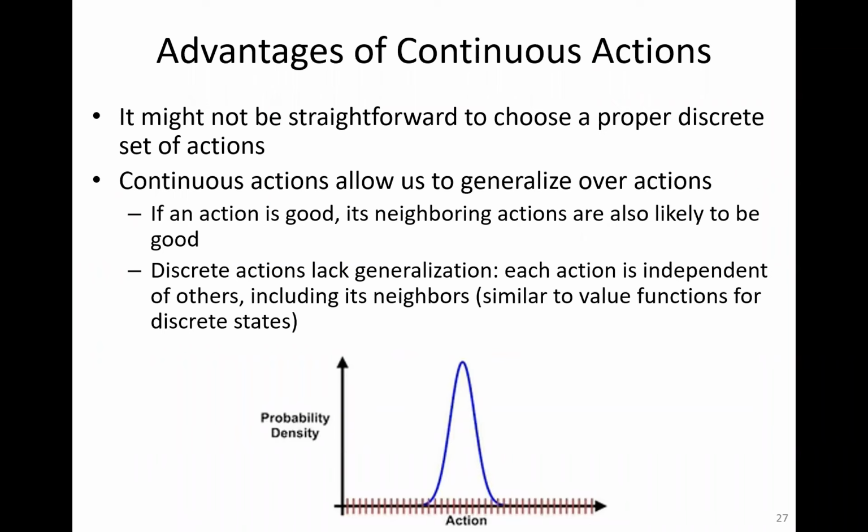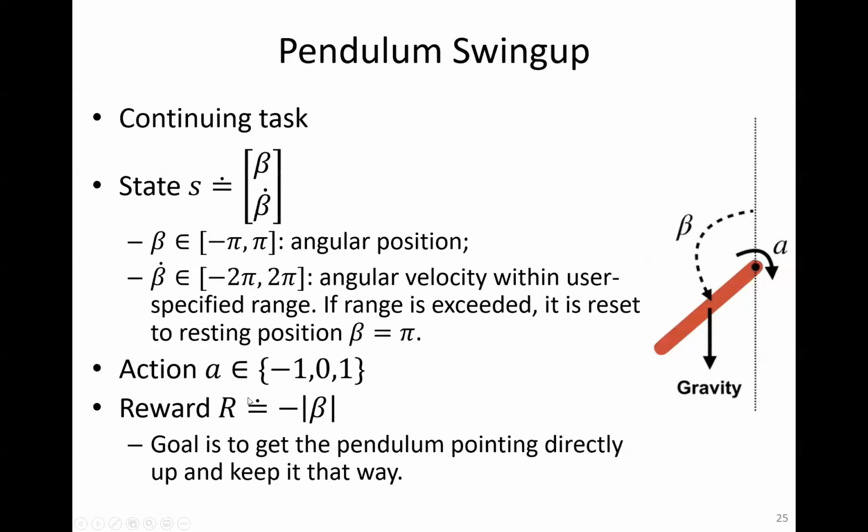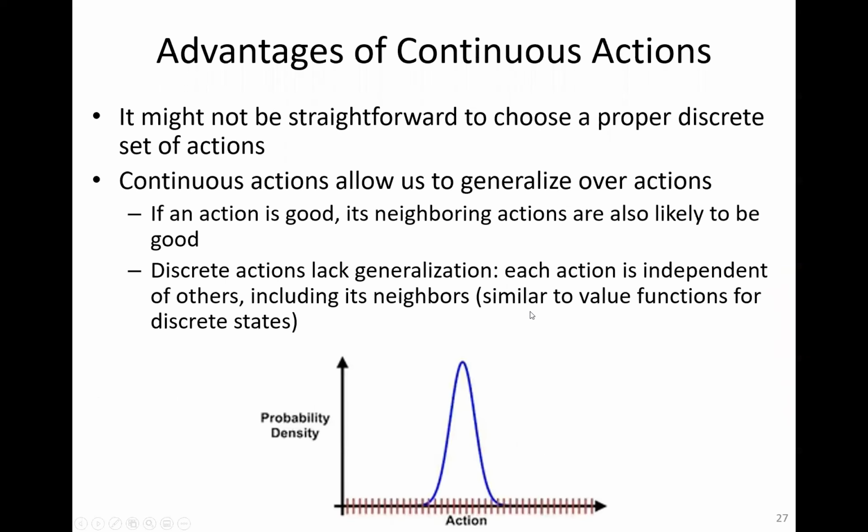Why do we have continuous actions? The one we saw before has discrete actions, three possible actions. But it's often desirable to have continuous actions, as it may not be straightforward to choose a proper discrete set of actions. Continuous actions allow us to generalize over actions. If an action is good, its neighboring actions are also likely to be good. But discrete actions lack generalization, so each action is independent of others, including its neighbors, similar to value functions for discrete states.